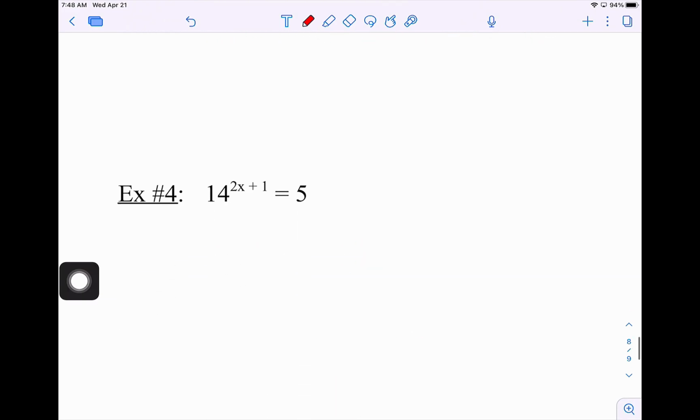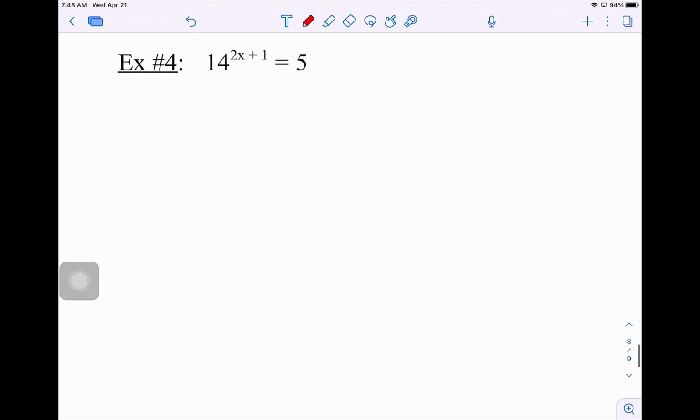All right, here's what I want you to do. Try example 4 on your own real quick, using whatever method you want, whichever one of the methods I demonstrated, and see what you can come up with on that one. What'd you get?